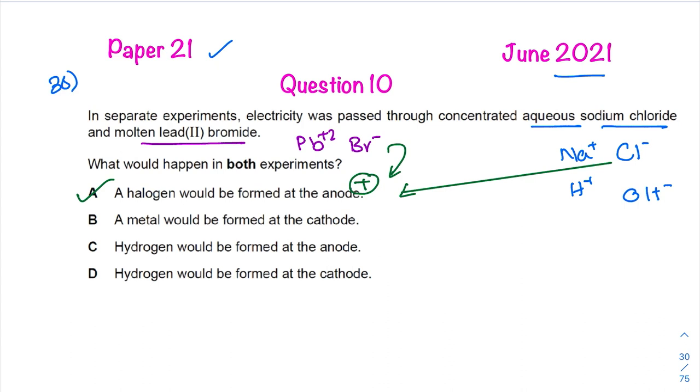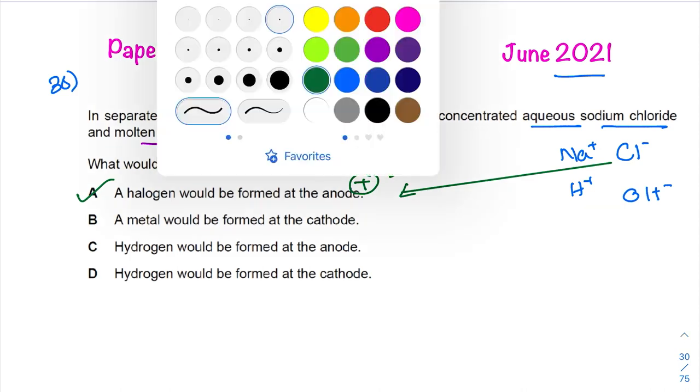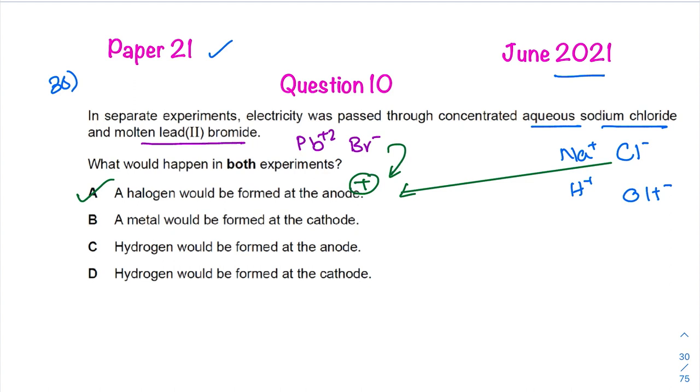Let us see. A metal will be formed at the cathode. So metal will be formed at the cathode? Yes. It may be possible. In the case of the second experiment, lead is formed, that is correct. Whereas in the case of the first experiment, hydrogen is being reduced rather than Na plus. So therefore, Na plus will not be reduced and we will not get sodium at the cathode. So option B is wrong.